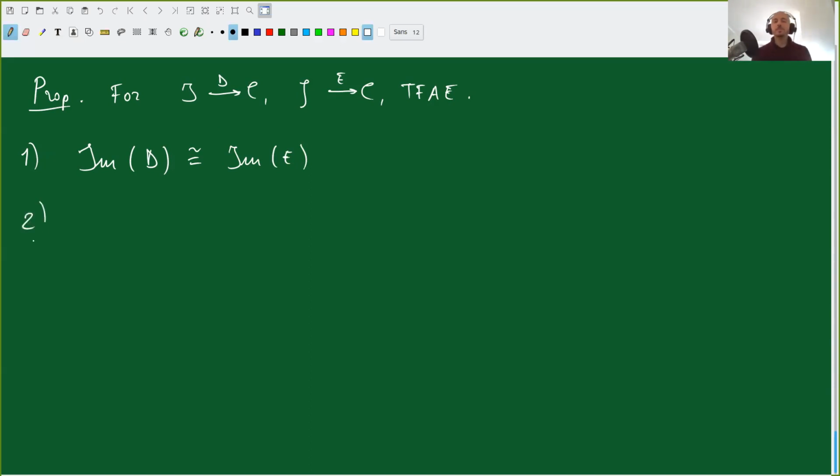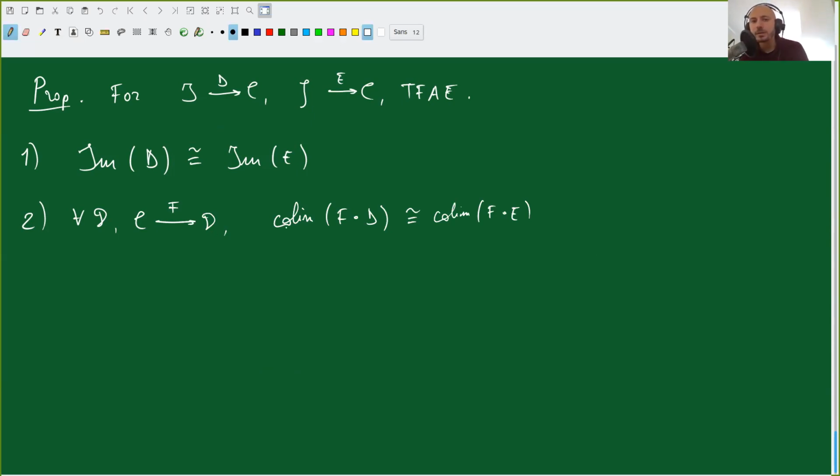The second condition is, not only do these two diagrams have the same colimit should it exist, but for every locally small category D and functor F from C to D, the colimit of F composed with D is isomorphic to the colimit of F composed with E, if they exist. What I mean is, one exists if the other one exists, and in that case, they are isomorphic. In particular, you can take F to be the identity, so this means in particular these two have the same colimit.